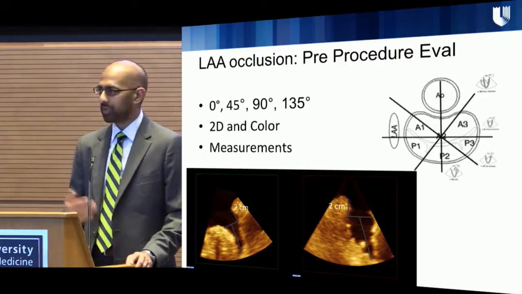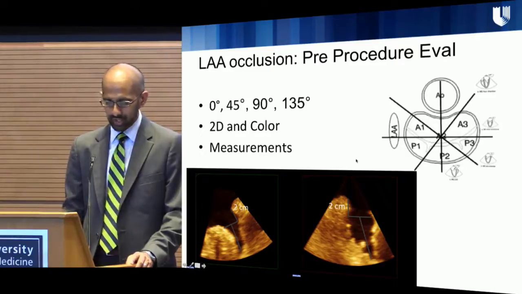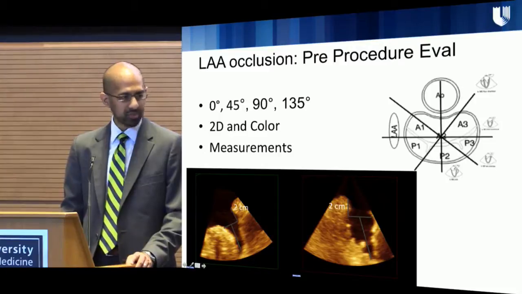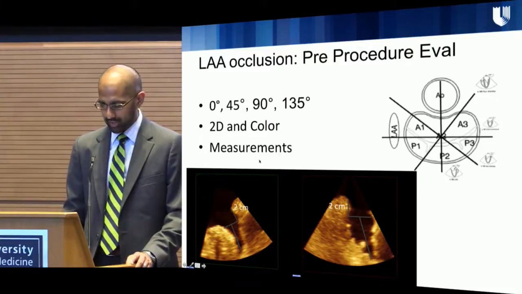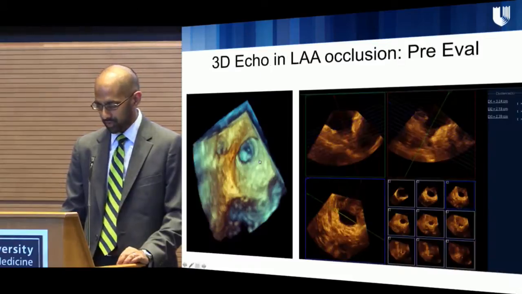And so what do we do? We go through, we take images at a set number of angles. There's no data behind these angles. These were made up by the person running the core lab for this trial, and that person happens to be at Duke. And she made these numbers up, and that's what was used in the trial. And then we take measurements, and we use those to decide how big the device should be.